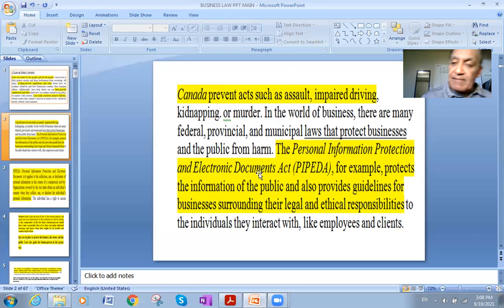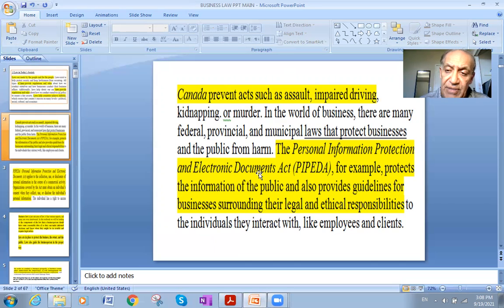What about the PIPEDA? What is the importance of the PIPEDA? The PIPEDA will protect your information. You, as a business, need to protect your own information. You need to work in a safe environment. You do not want one of the competitors to know everything about the secrets of your work and take advantage of it. In that case, the PIPEDA Act will help you.